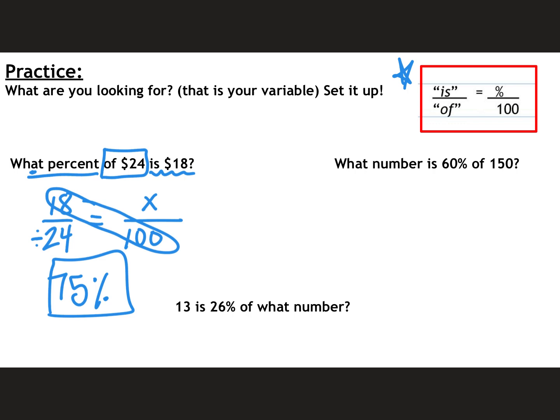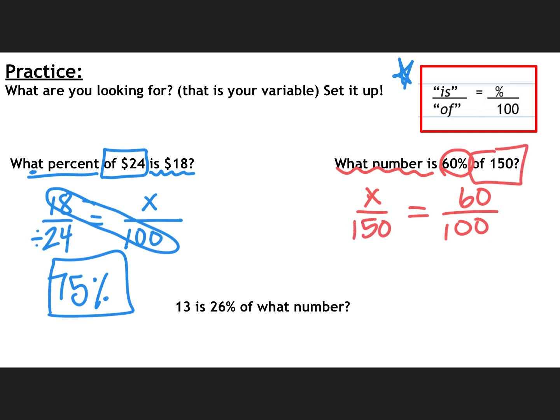Next one, what number is 60% of 150? This has a percent sign on it, which means it automatically goes over the 100. The percent always goes over 100. Then what number is? The is what we are looking for, so that's where our variable goes. Of 150, so that would go on the bottom. And then again, cross multiply. So we would multiply 150 times 60, and whatever we get from that, we're going to divide it by 100. So when I do that on my calculator, I end up with an answer of 90. So my answer would be 90.